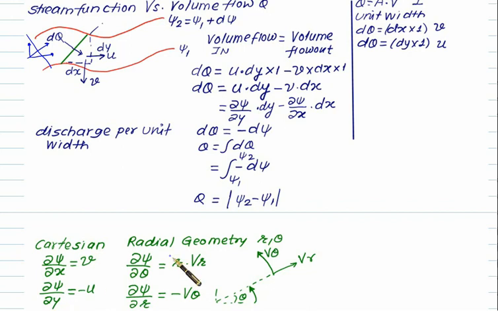Whereas in the radial or the polar system, we have two components, Vr and V theta. If we partially differentiate the stream function with respect to theta, we take the value as r into Vr, and if you partially differentiate with respect to the radial direction r, in that case you have to take minus of V theta.